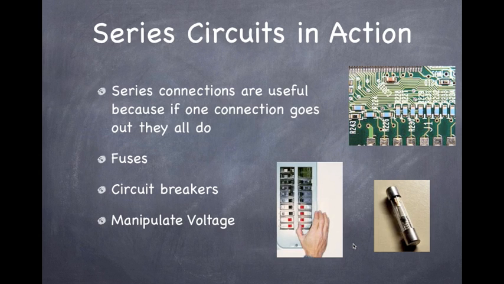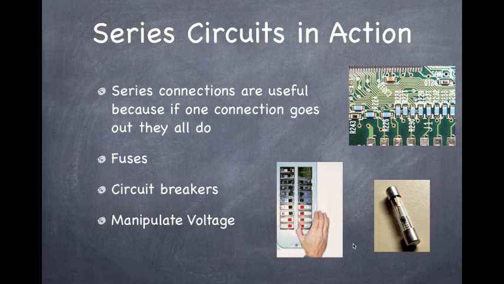So, a series circuit in action. Series circuits are actually very, very useful, especially because if one connection goes out, they all do. So they're very useful with fuses and circuit breakers, number one. A fuse or a circuit breaker is wired in series with everything else that's on that circuit, so that if you have an overload or excess current in one particular thing, like an outlet that you have a hairdryer plugged into, the fuse or circuit breaker will trip and it will turn everything off that's there.